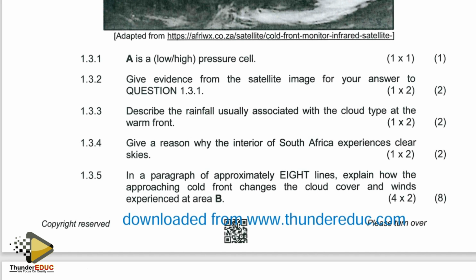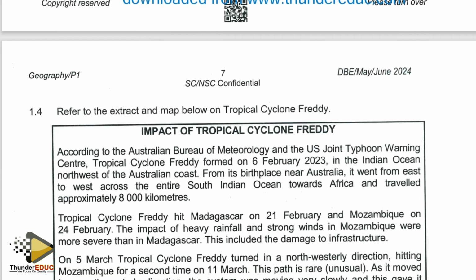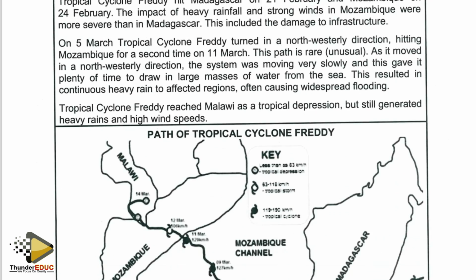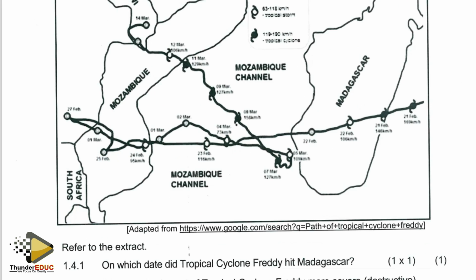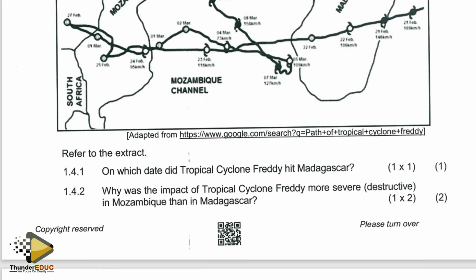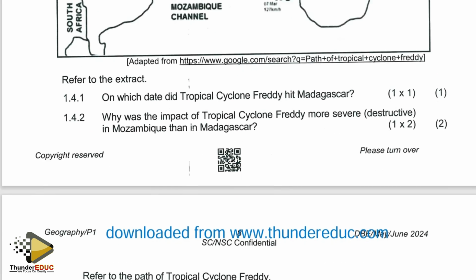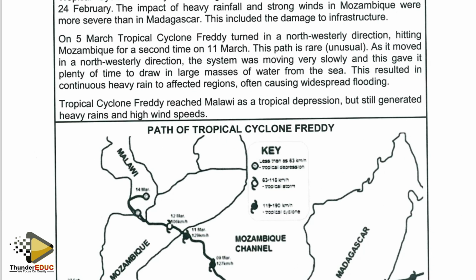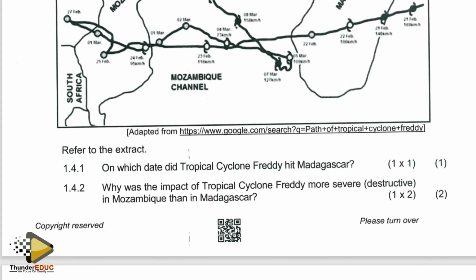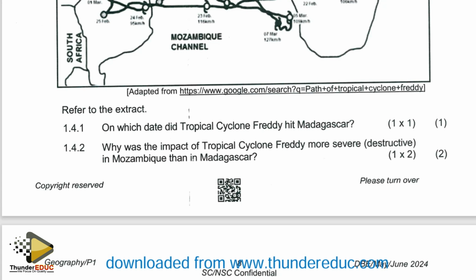We move on to the next question, which is a question on tropical cyclone Freddy. This information provided here is an extract, and there is also an illustration of the path that was followed by that tropical cyclone. We won't spend much time looking at the extract, assuming that the extract has been well understood. Right, let's go to the questions.